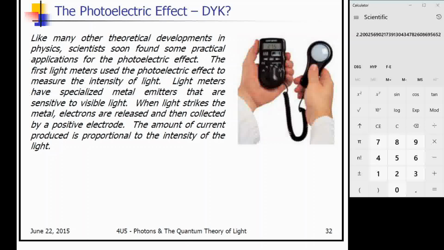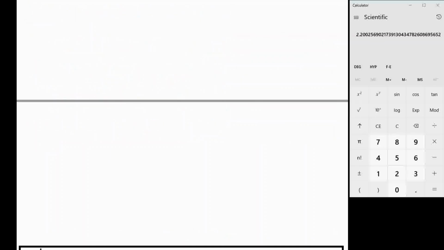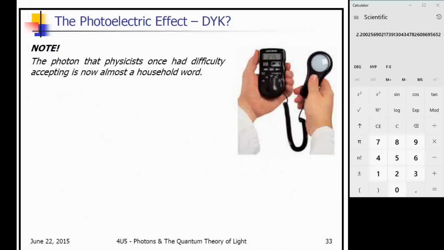So again, this was thought to have very few practical applications, but the photoelectric effect ended up being used to create light meters that measured the intensity of light. And you can kind of read this slide. It sort of explains how it works. Now, the photon, just to finish off, which was once something that was very difficult for people to understand, is almost now well accepted, not only by physicists, but by people in general.